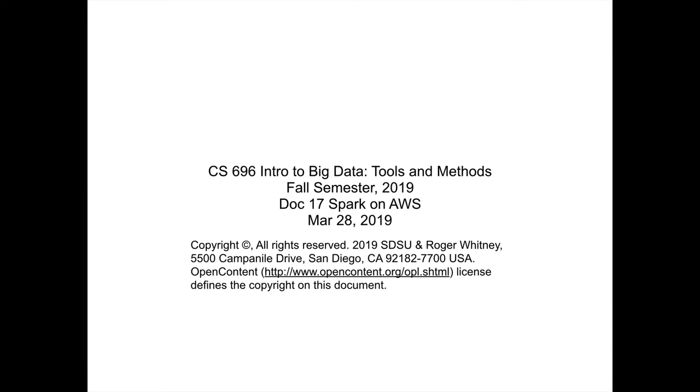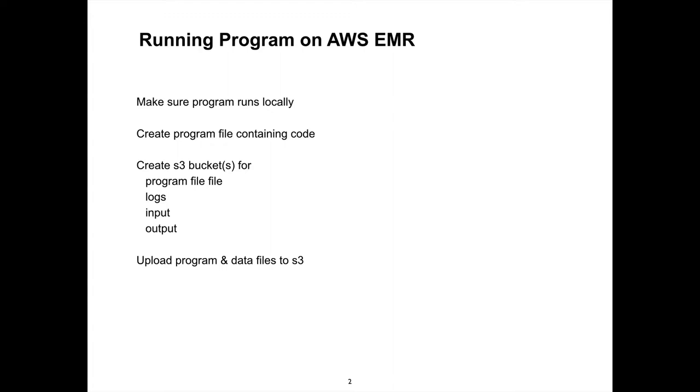And today I just want to talk about how you run PySpark on AWS. Basically you want to make sure your code runs locally first. Debugging is not the easiest thing on a cluster, so it's better to make sure the program runs locally. And then you upload your data files and your program up to AWS and run it there.